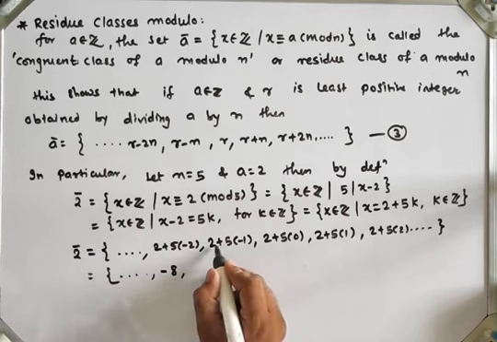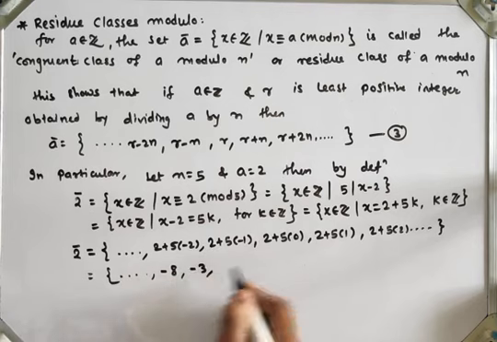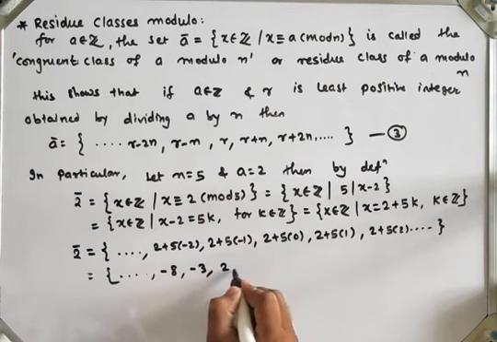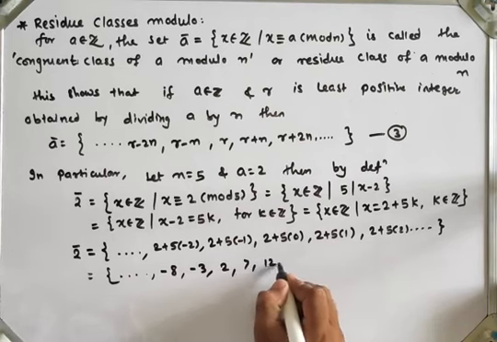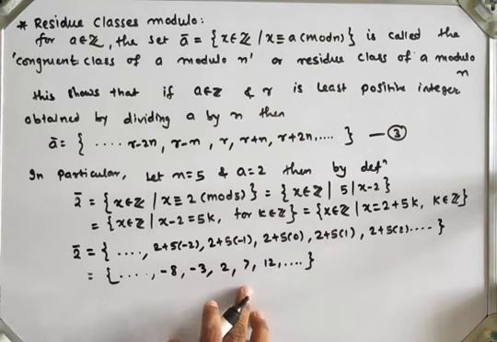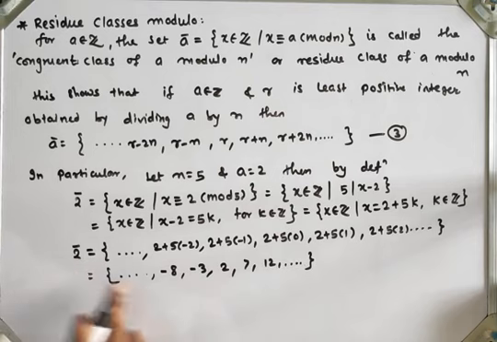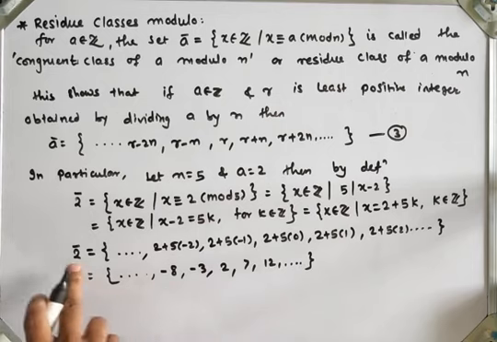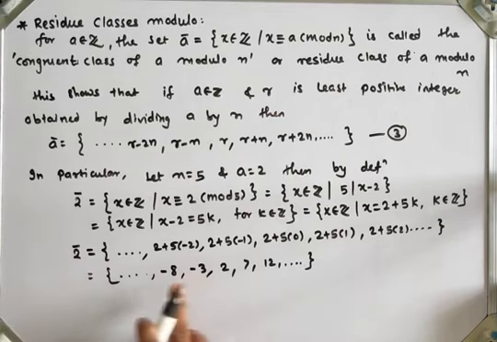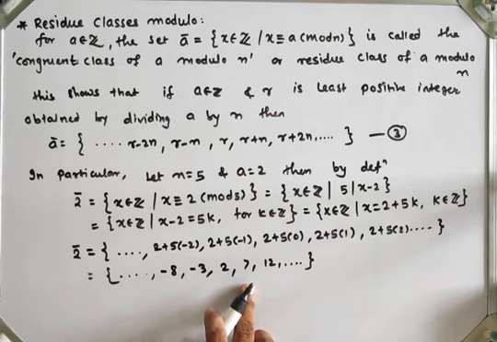So minus 5 plus 2 is minus 3, 0 plus 2 is 2, 5 plus 2 is 7, 10 plus 2 is 12, and so on. This is the residue class of 2 modulo 5, meaning that dividing these elements by 5, we will get remainder 2, right?